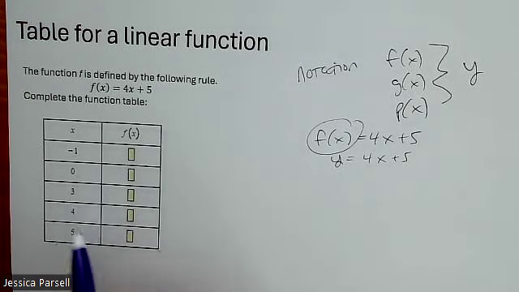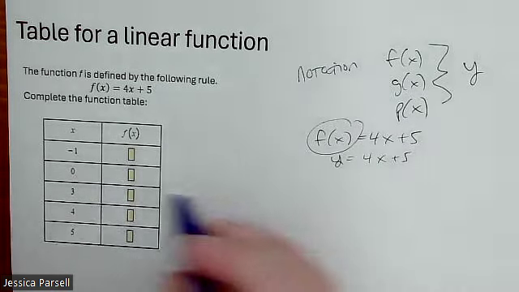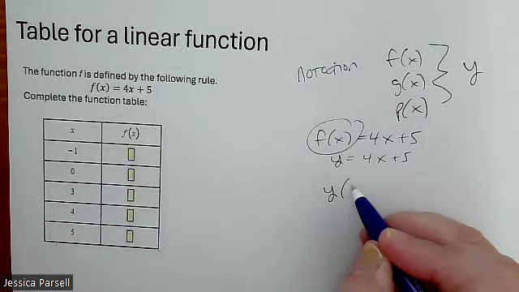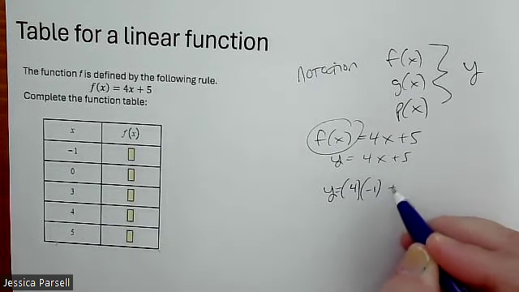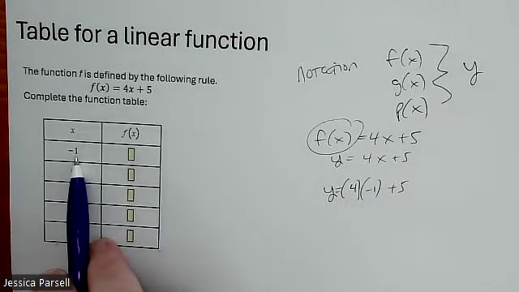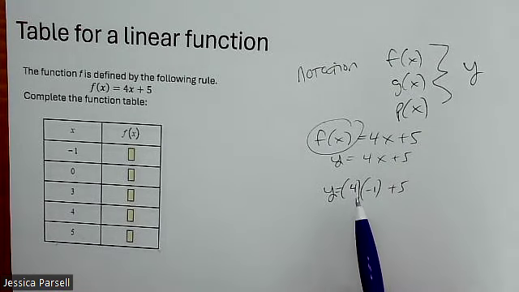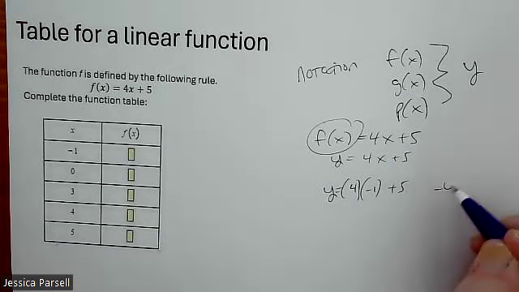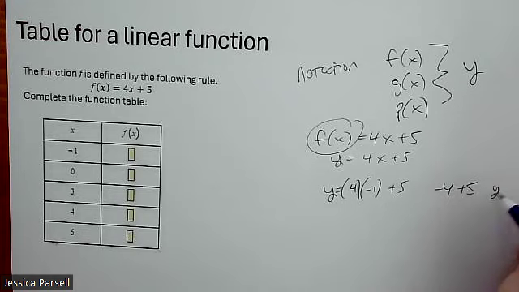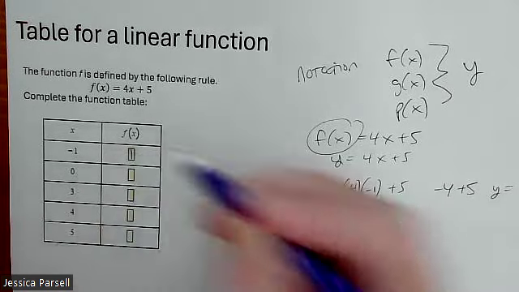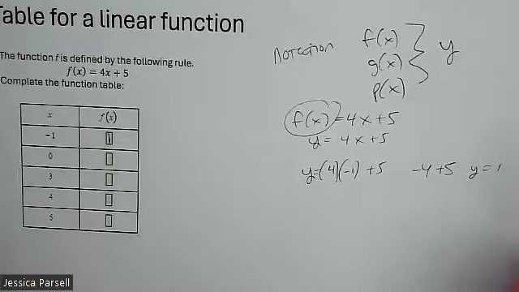This time they're going to ask us to insert different numbers in for x. And so we're just going to do that. We're going to try with the -1. So y equals 4 times -1 plus 5, right? That's -1 in for x. So 4 times -1 is -4 plus 5. So y is equal to 1. So that's going to be an answer there for us.